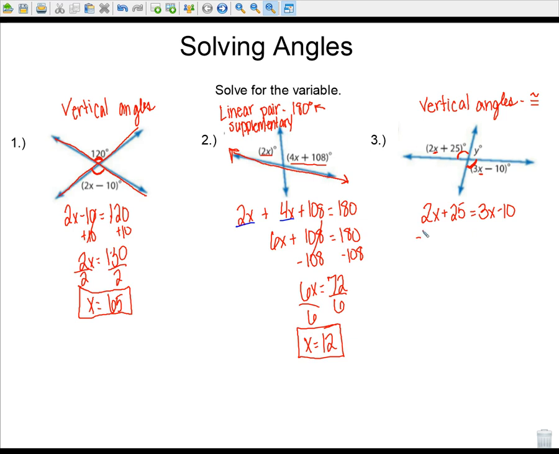We need to get rid of the small variable, the little brother. Get rid of this 2x here. So this is going to be 25 is equal to x minus 10. Last step here, we need to add a 10 to both sides. So this is going to be 35 is equal to x.